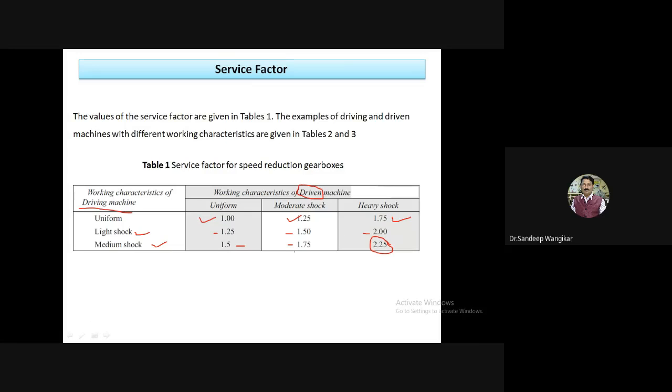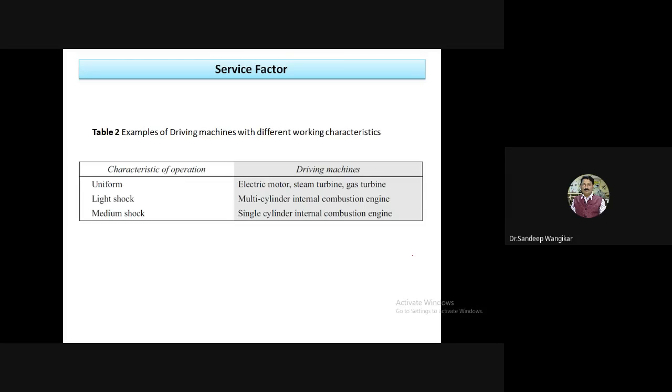So very important consideration here. Uniform, very first case. And last case 2.25. So just to see, this depends upon the condition. Now let us understand what is this driving and driven cases.